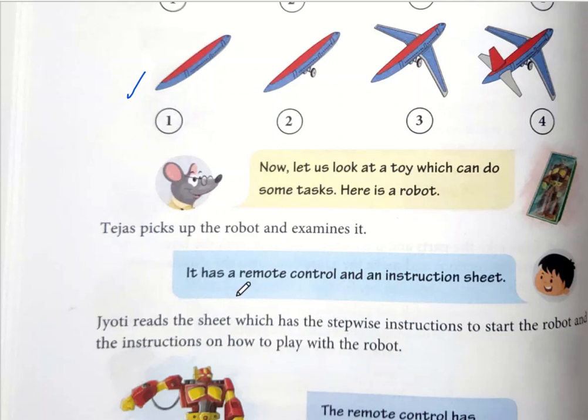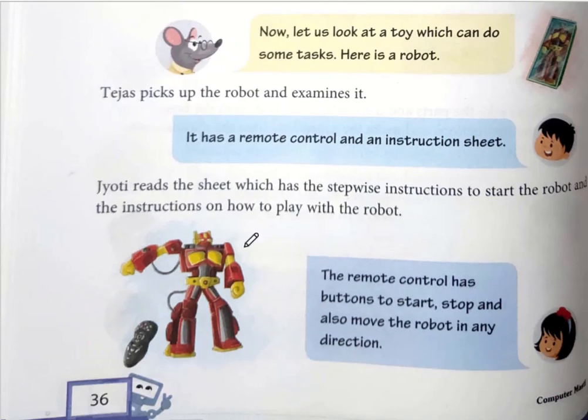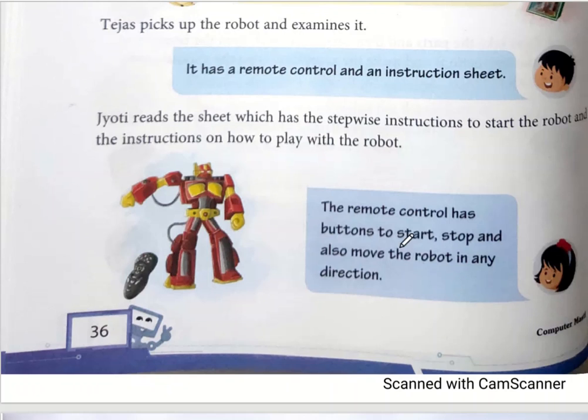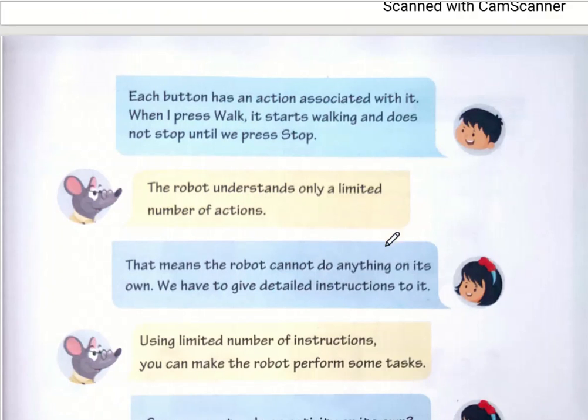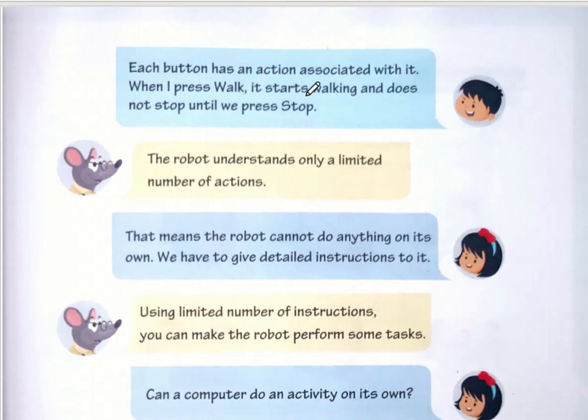Then Tejas says it has a remote control and an instruction sheet. Then Jyoti reads the sheet, which has the stepwise instructions to start the robot and how to play with it. Then Jyoti says, the remote control has buttons to start, stop and also move the robot in any direction. Next page. Then Tejas says each button has an action associated with it. When I press walk, it starts walking and does not stop until we press stop.